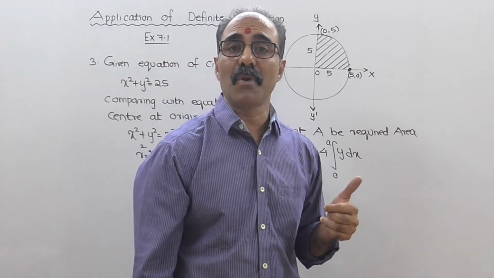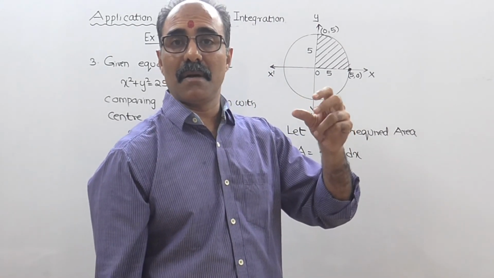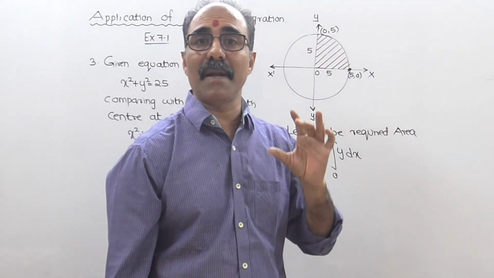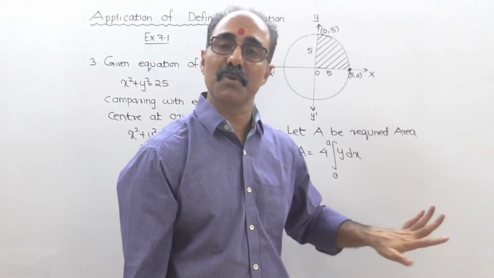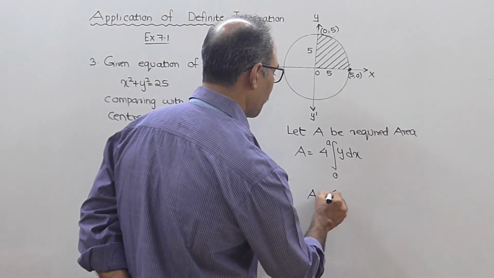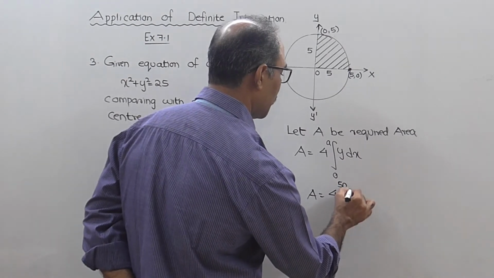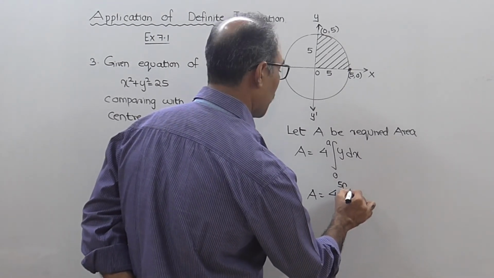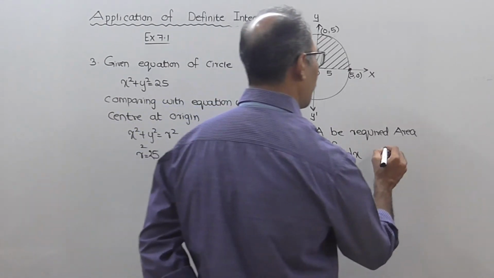Previously when we did the parabola, I think we did it 2 times. Instead of finding the area 2 times, for the first quadrant and for the fourth quadrant, we found the entire area and then multiplied by 2. So please use that concept here. So the area will be equal to 4 integration 0 to 5. What is y? I think they have not given y.